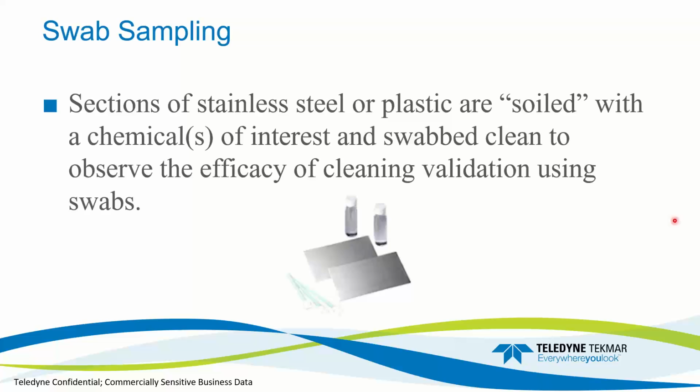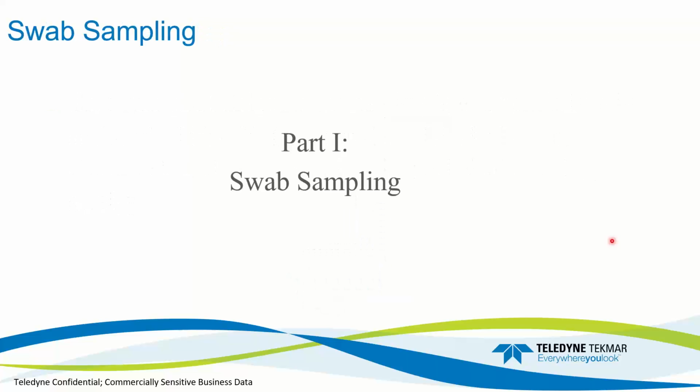For our purposes, we use in our laboratory a section of stainless steel or plastic coupons, which are these little guys right here. They're a known surface area. Basically, we soiled it with a chemical of interest. We're looking at something within the process to observe if our cleaning process is good enough to allow us to continue on with the manufacturing process. So it's soiled with a chemical of interest and swab cleaned to observe the efficiency of cleaning validation using the swabs. So how do we swab?